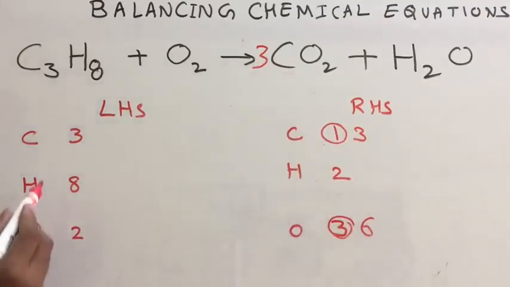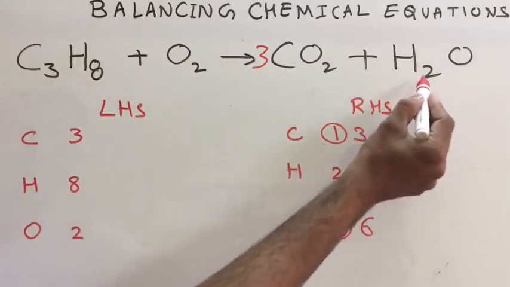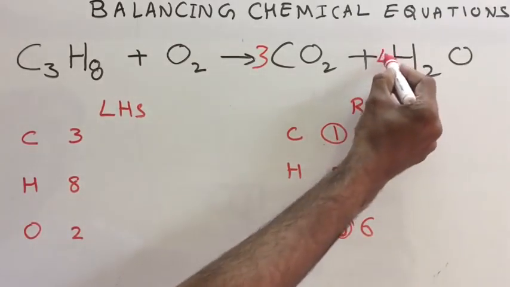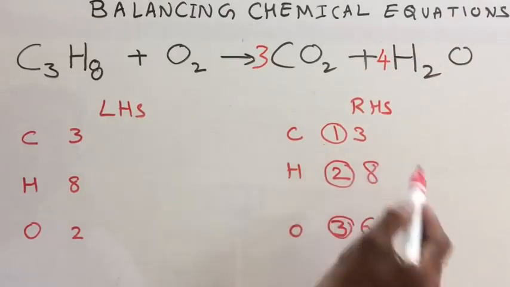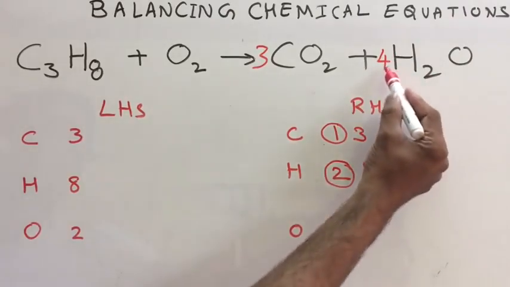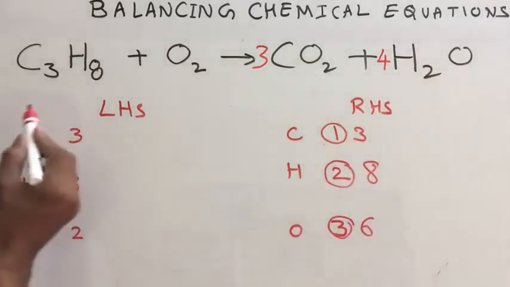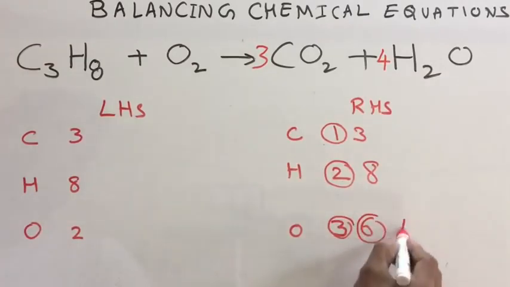Now check for hydrogen. On LHS you have 8 hydrogen, on RHS you have only 2 hydrogen. How to make these 2 hydrogen into 8? Multiply this with 4. 4 twos are 8. That means the new hydrogen is 8 now. But at the same time, the number of oxygen changed to 4. That means already you have 6 here and then 4. That means total 10.